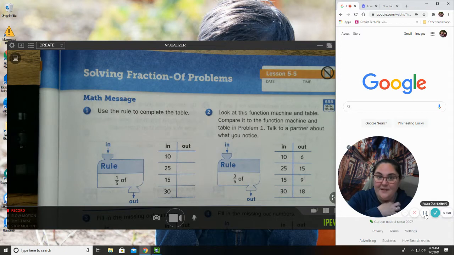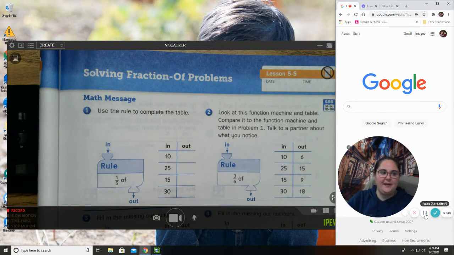For our lesson today, we're going to be working on probably one of my favorite lessons. It's all about using fraction of problems. One of the things we learned back in Unit 2, Unit 3, and Unit 4 was the word "of." Of in math means multiply. This is probably going to be the easiest lesson that I teach. So we're going to work today on multiplying fractions, fraction of problems.